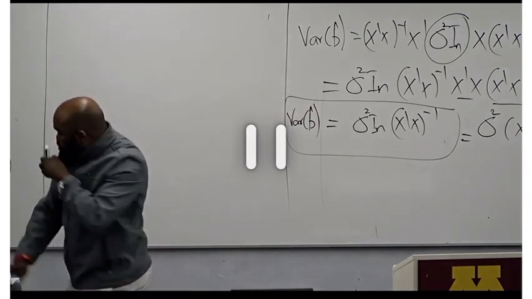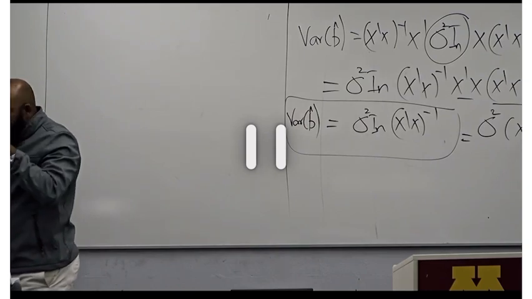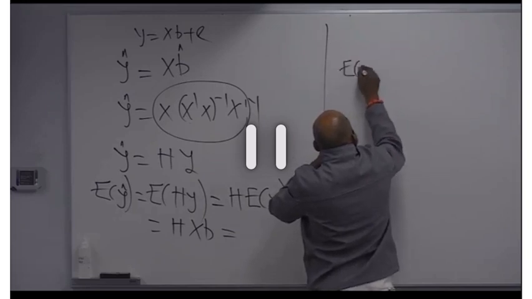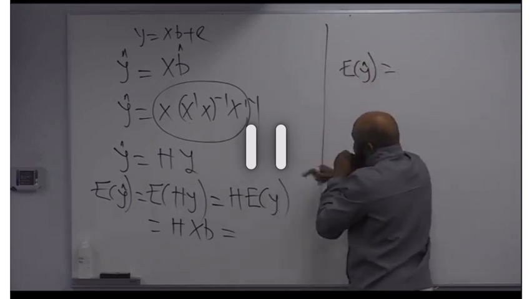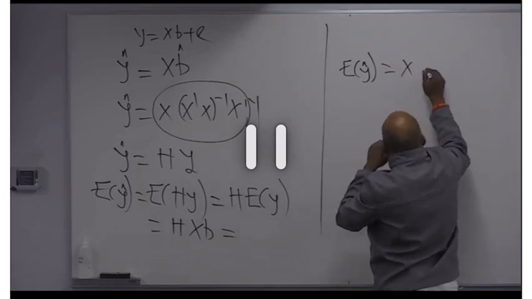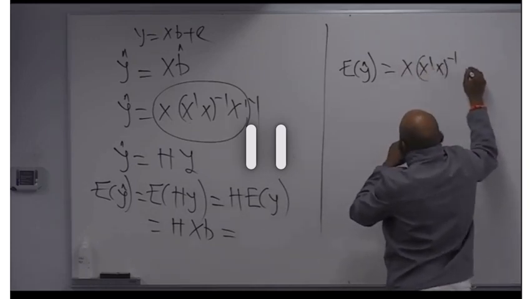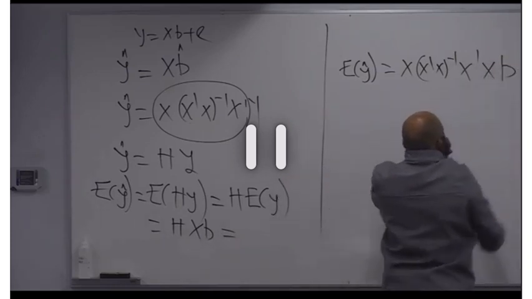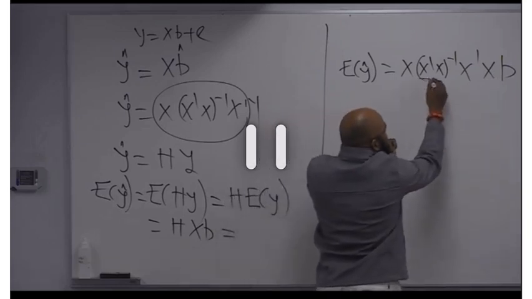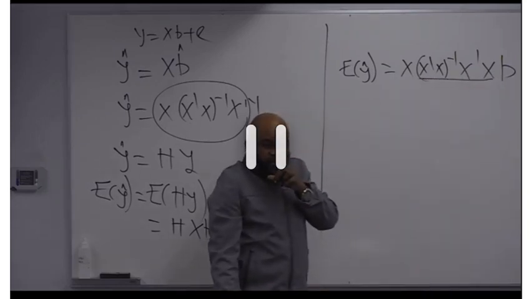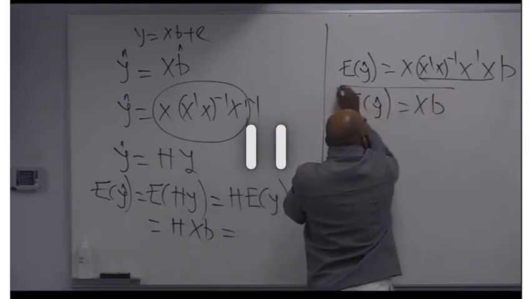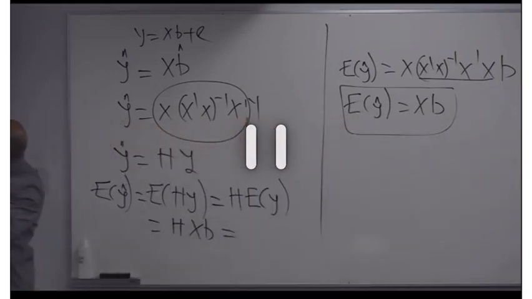Now, if you use the hat matrix to multiply this guy, how? I said the expected value of this equals the hat matrix H times this, then this is X beta. Right? What happened? They cancel out. What do I have? That is the mean. That's what we just derived right now.